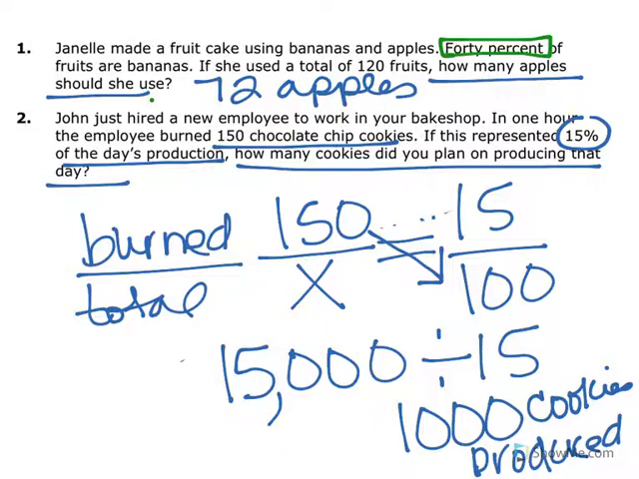All right, so remember, you set up your proportion just like you normally would. You put your X value where you need to, whether it's the part or the whole, and then you write your percent over 100 because percent means out of 100.